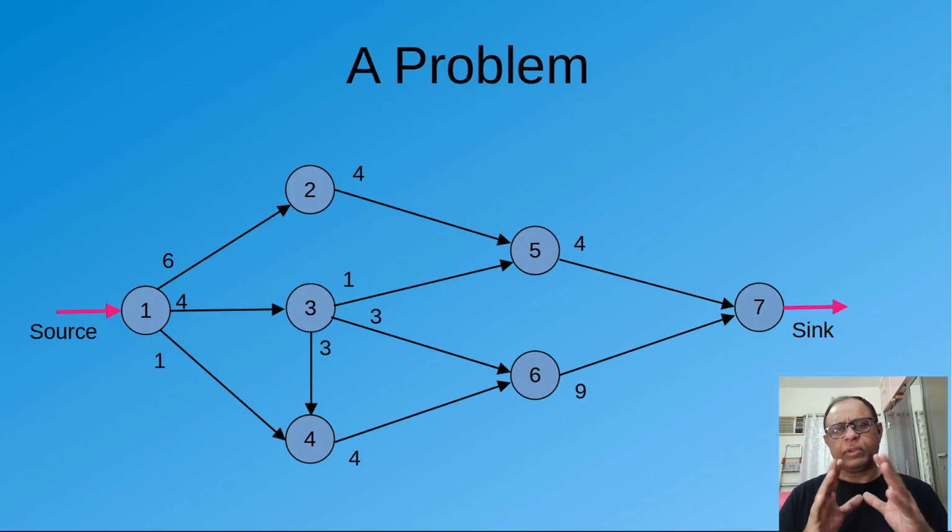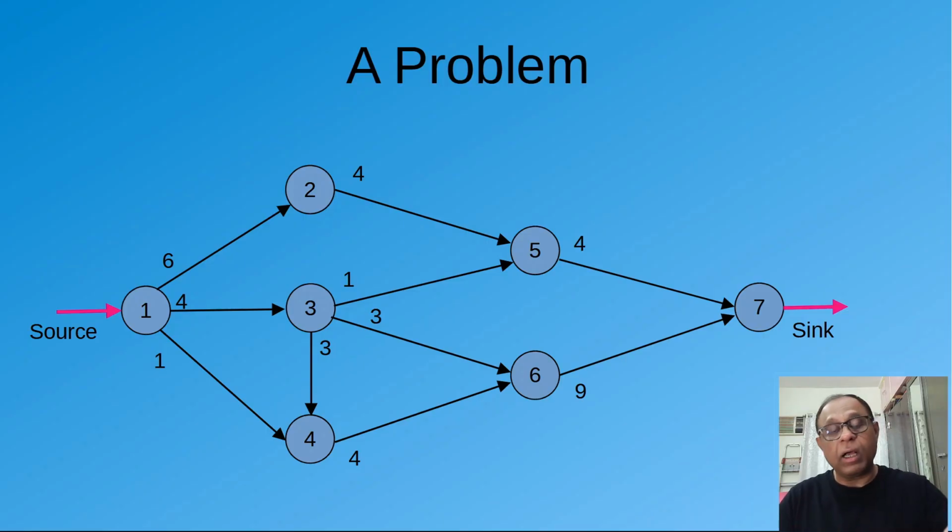Let's look at a problem to get you into the context of what we are discussing now. We have a network. The network is on your screen. So you have node 1 to node 7 and in between you have a lot of nodes. Now in between the nodes you have directed arcs. So from node 1 to node 2 the flow can only happen from 1 to 2. So in all these nodes you have flow from the previous nodes.